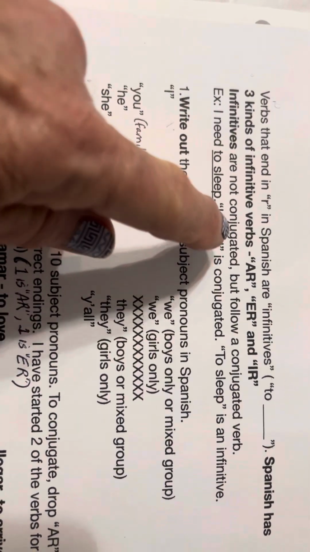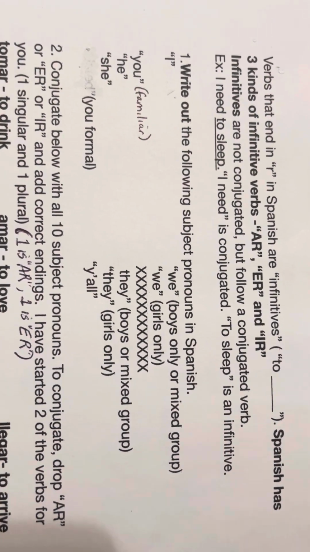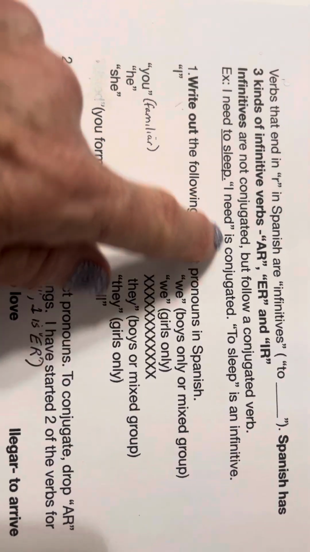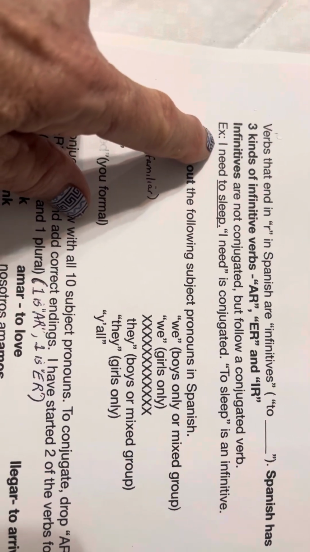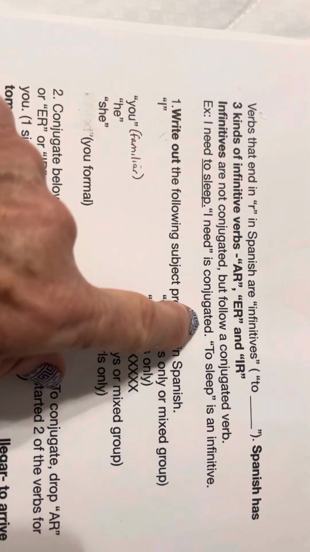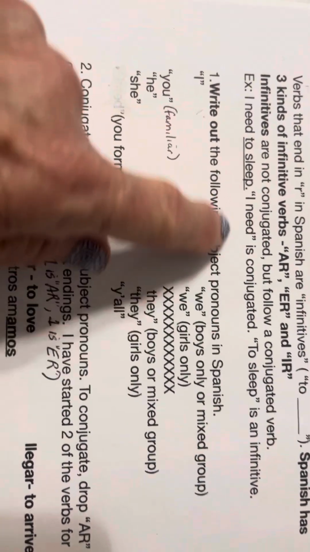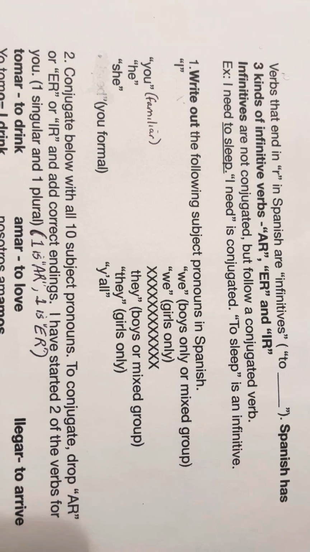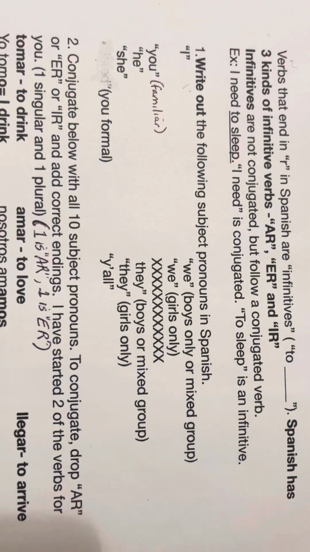Infinitives are not conjugated verbs. They don't have a regular verb ending. They end with AR. For example, I need to sleep. I need is the conjugated verb because it tells who is doing the action. It's I. To sleep is called an infinitive. It is not conjugated. In English, all infinitives are to run, to jump, to eat.